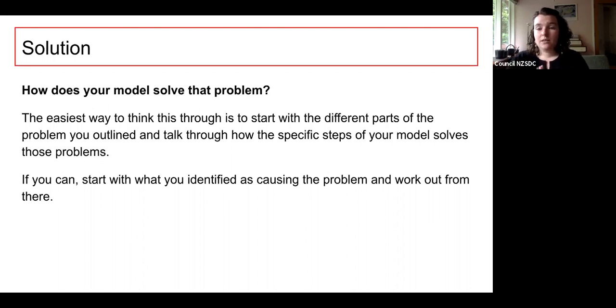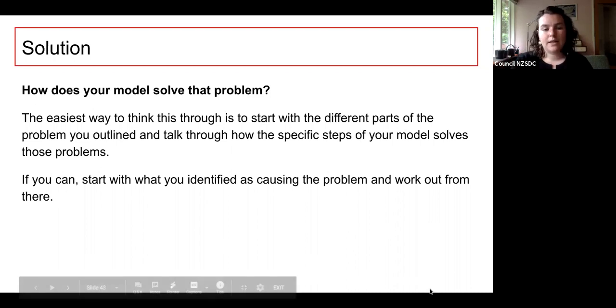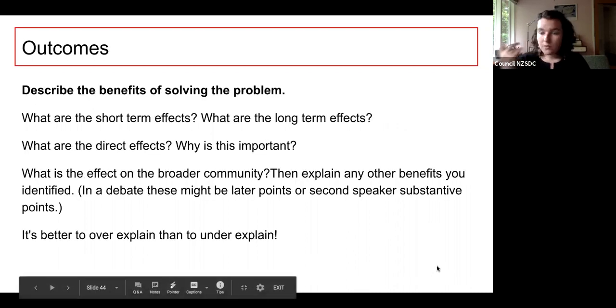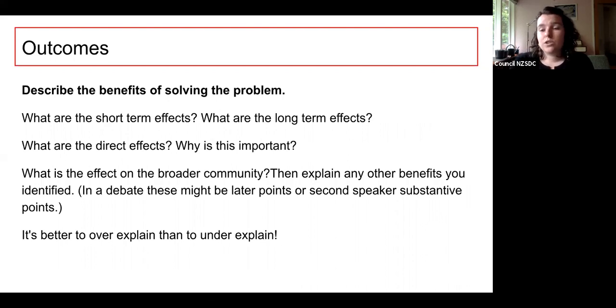So the solution part is about explaining how you solved the problem that you outlined at the beginning of the debate. Okay, and then outcomes is the last section, and that's where you describe the benefits of solving the problem. This is really important. People often forget to really explain why it matters that they solved the problem.